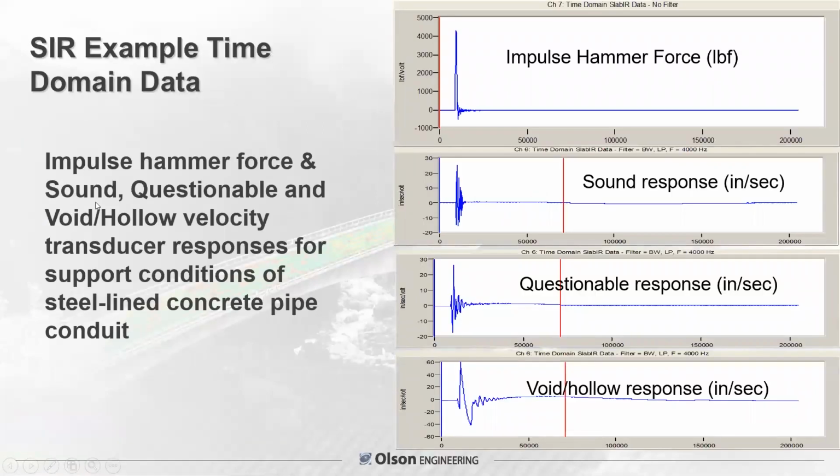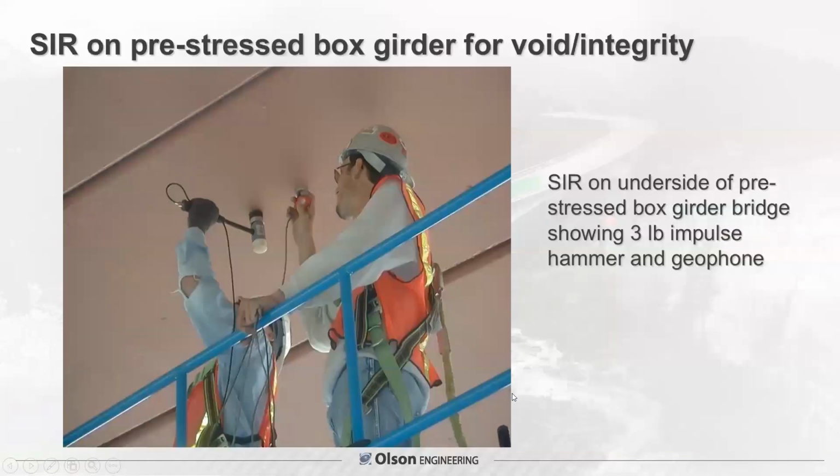So this shows an example time domain that was taken from a steel-lined concrete pipe conduit on a dam. The impulse hammer force is shown, about 4,000 pounds force, on the right. The sound response is a tighter signal. Keep in mind this is steel. If it was straight concrete, it'd damp out even quicker. But this is time and voltage in the response in inches per second for each of these units. So as you look at this, there's a void hollow response. It's lower frequency, more irregular. This is going to show a less stiff condition.